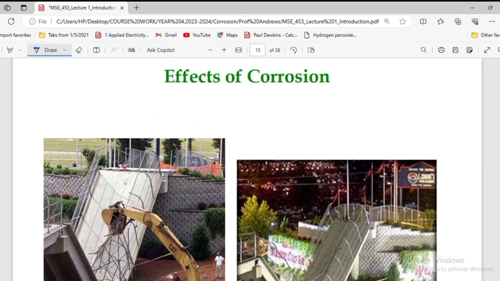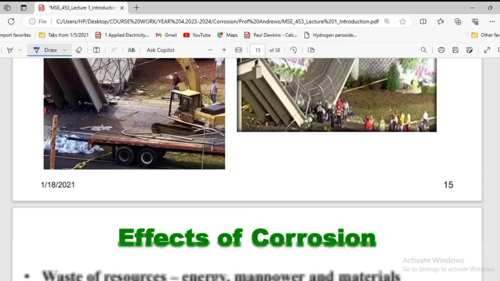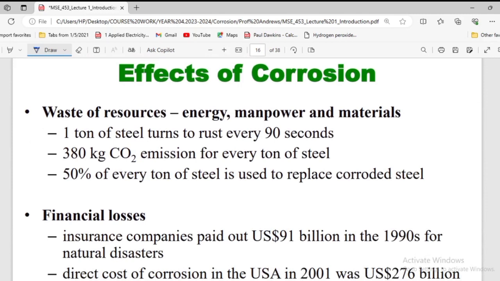We have another one, same thing, some effect of corrosion, and these are some costs. It comes with costs when corrosion comes in. There's a high amount of money raised to prevent corrosion, and also when it happens, there's a lot of money involved. So now we're going to look at some effects of corrosion. The first one I'm going to talk about is waste of resources, energy, manpower, and material. Imagine that you have made your bridge and everything is nice, and within several months that bridge goes down. Can you picture that? You've lost material, manpower, and energy.